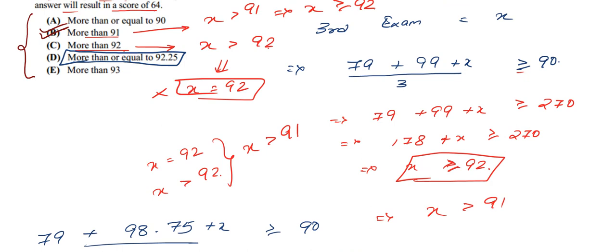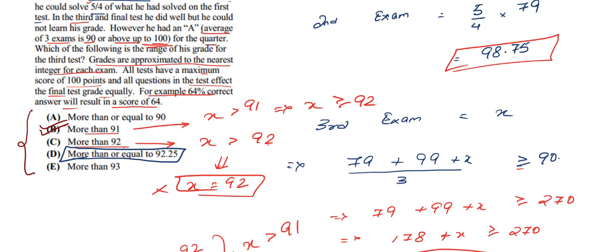We have an option which we got in our answer. So if we do not pay attention to this line, that grades are approximated to the nearest integer, and we proceed with our original value, then we will get a wrong answer, which is option D. So we need to take care of each and every statement given in the question. So this implies that our answer to this question will be option B.